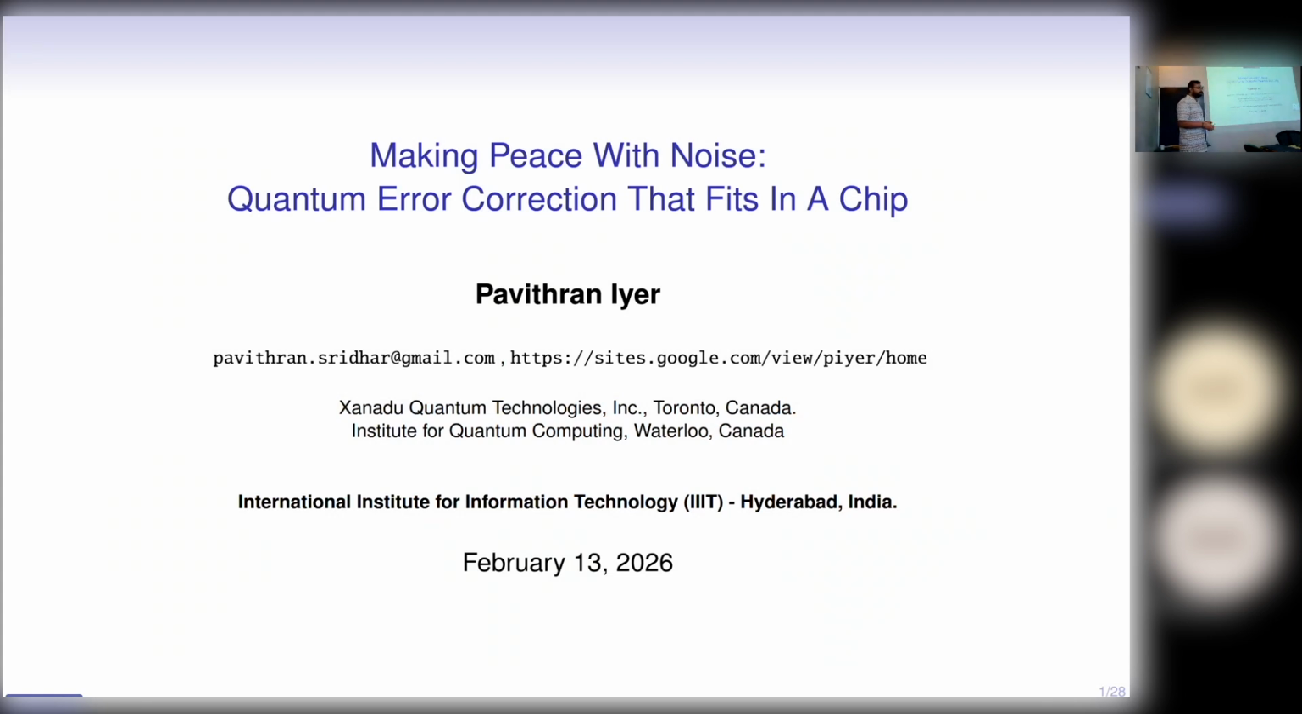Today I'll talk to you about something that I've been working under the theme of for the last 10 years. And this is quantum error correction. And I'd like to phrase it in a way that in quantum systems, there's something that we cannot neglect or get rid of, which is noise. So if we have to build a quantum computer, we eventually have to make peace with noise.